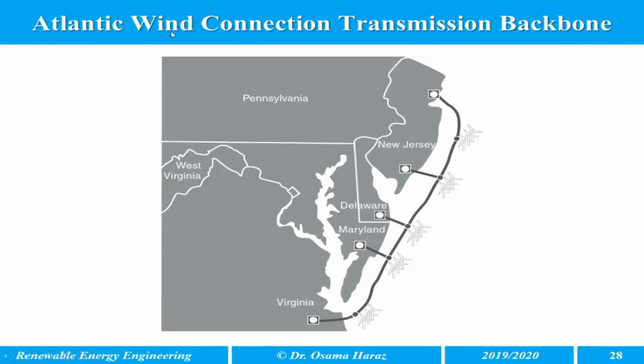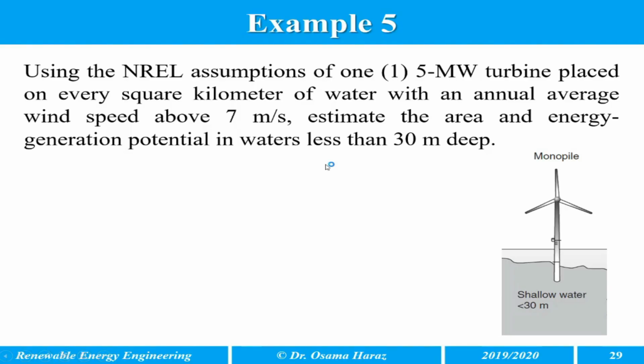This is an example of the Atlantic Wind Connection transmission backbone, starting from Virginia, passing through Maryland, Delaware, New Jersey, and they are connecting these together to get the benefit of the offshore wind turbines. In an example, we are going to see how to apply this information.